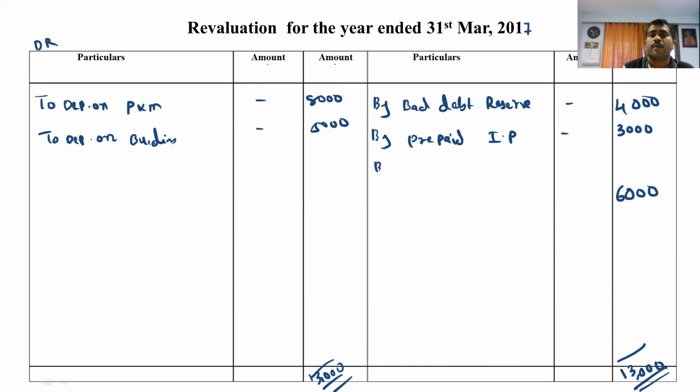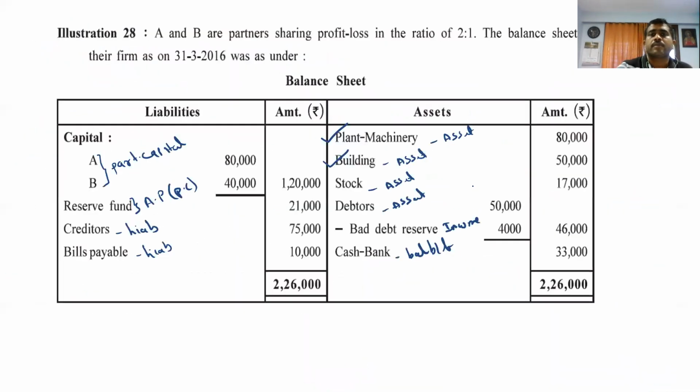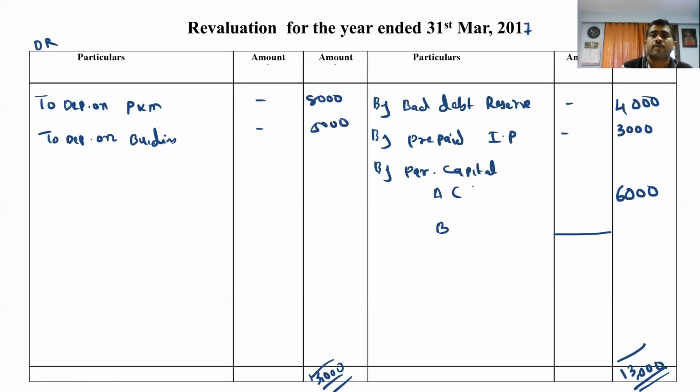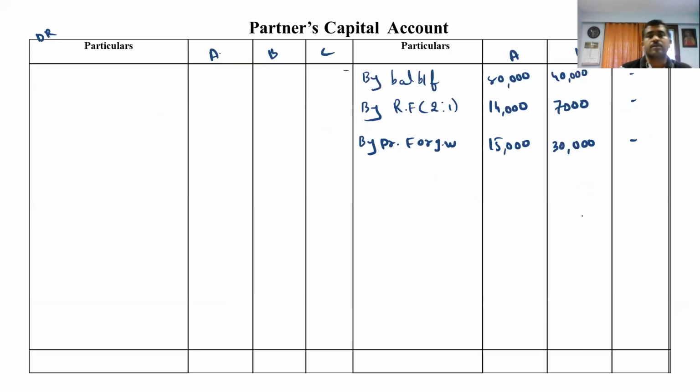So here we write by partners capital A, B. In which ratio we have to distribute? It's already been said, 2:1. The old ratio we have to take, not the sacrifice. So start calculating. 6,000 into 2 divided by 3, 4,000 and 2,000. That we can transfer to partners capital account.